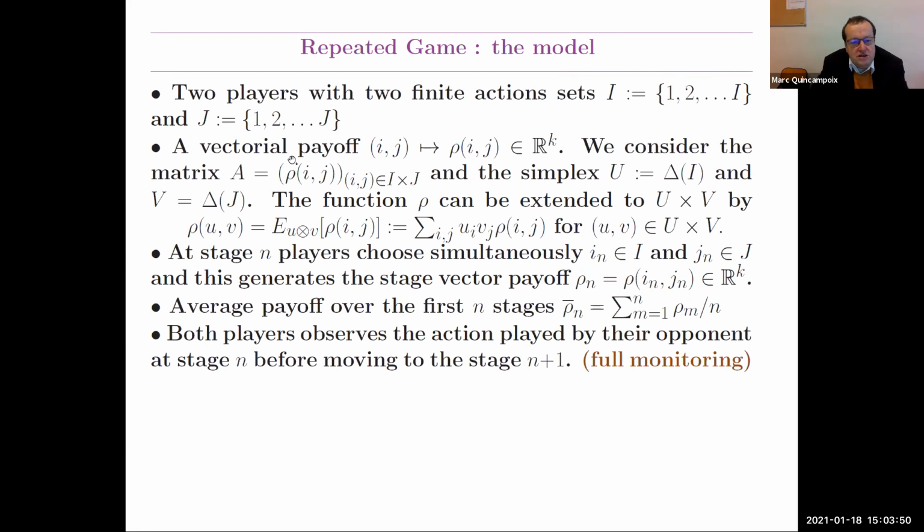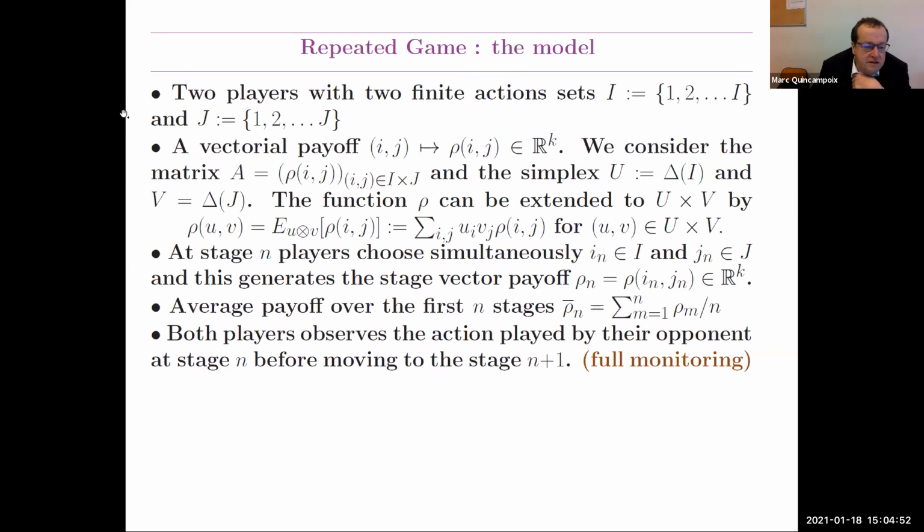A vectorial payoff associates to every pair of actions (i, j) a cost rho of (i, j). Because it is a vectorial payoff, it is important that it is an element of R^K. So I have a natural matrix game, which is a matrix with vector coefficients in R^K, where the rows are indexed by the actions of the first player and the columns by the actions of the second player. Throughout the presentation I denote by U the simplex, the set of probabilities on the finite set I, and V is the simplex Delta(J).